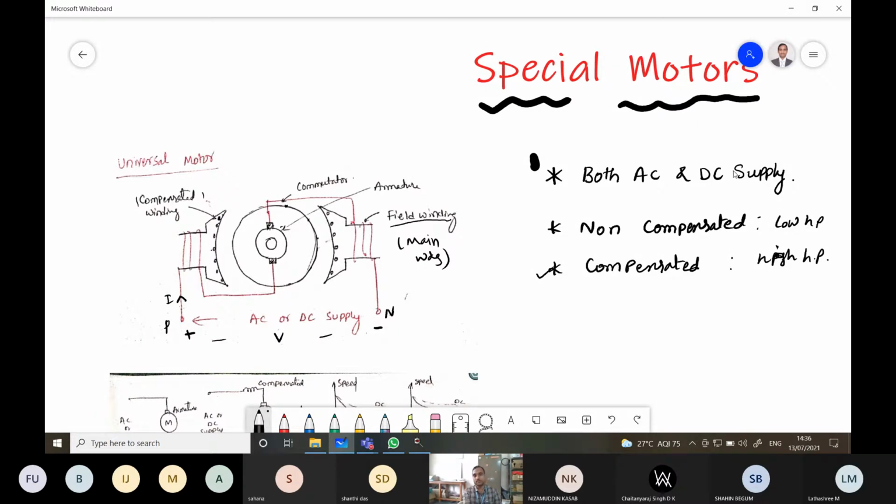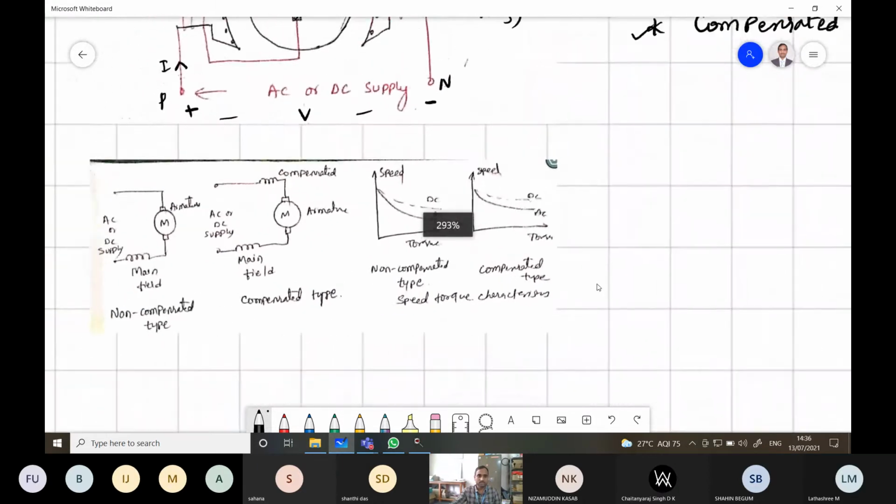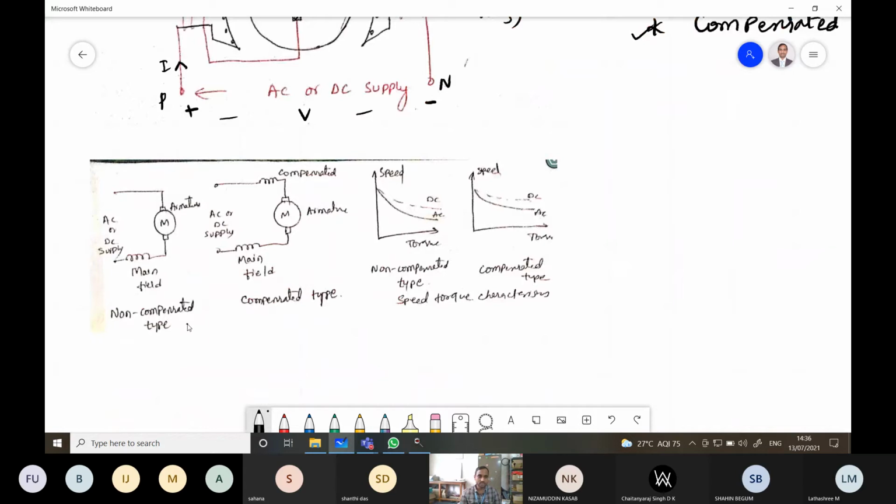So how are the windings present here? Look at figure number 2. In non-compensated type, only the field winding or main winding is present, connected in series with the armature. Either you can give the AC supply or DC supply across this. This is called as non-compensated type motor. Another one is compensated type motor. Here along with the main field winding, compensated winding is also connected in series with this. Both the windings are connected in series with the armature.